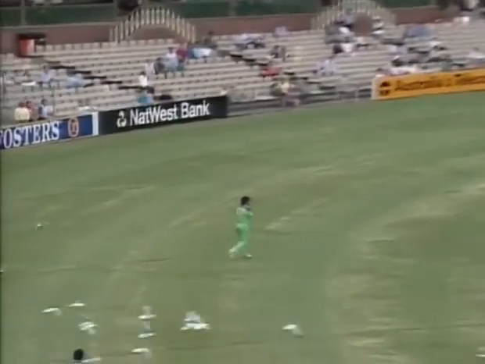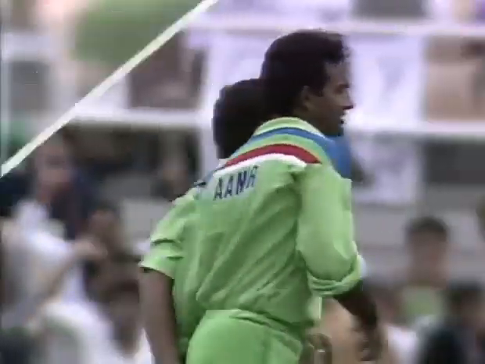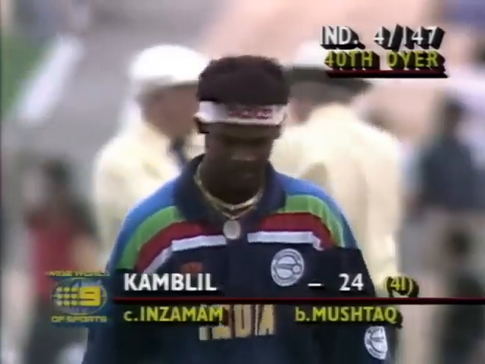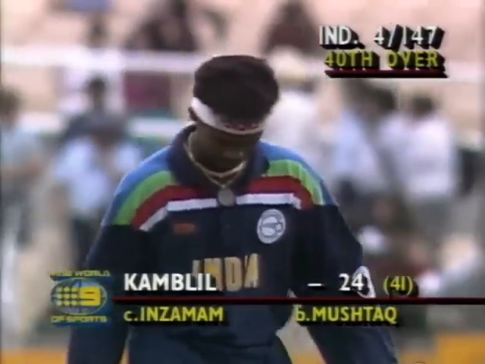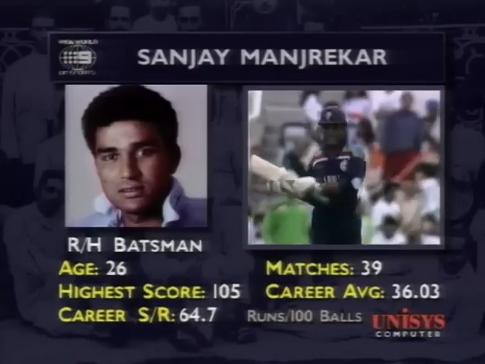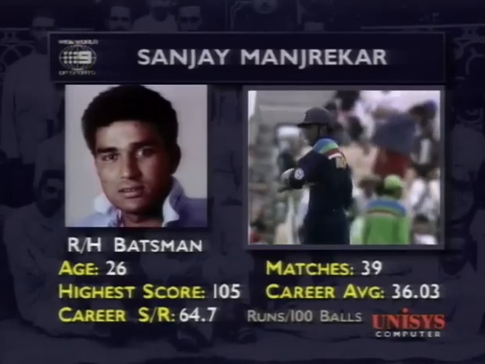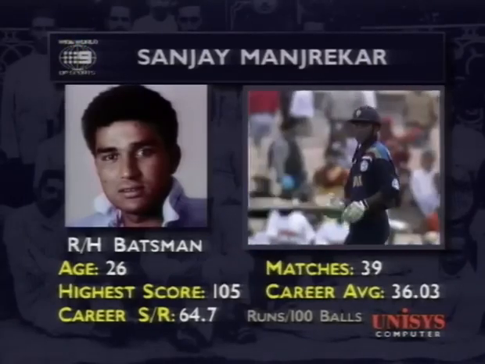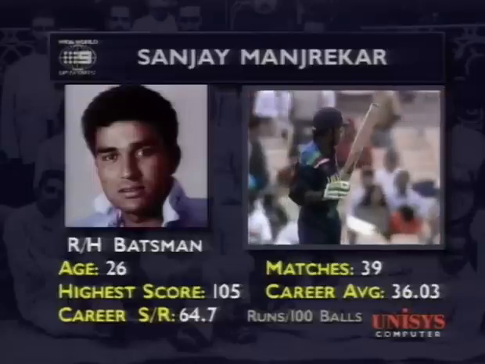And that's what happens with leg spinners. If you can get the team into the right position, put a few outfielders out when they're trying to score quickly, it can be very difficult, as Kambli has found out. India 4 for 147. In form, Sanjay Manjrekar comes to the crease at a vital time. He played very well at the Gabba last weekend.